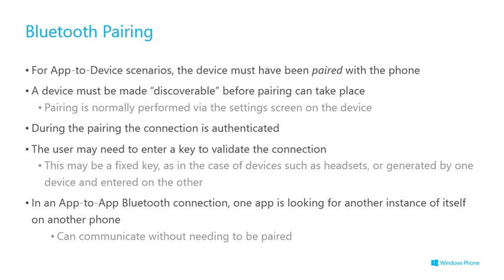You just have to get it into discoverable mode, and then one device discovers the other, and sometimes you need to enter a little key, which is often 4 zeros, but might be something more. Very secure, yeah. So that's the app-to-device scenario.